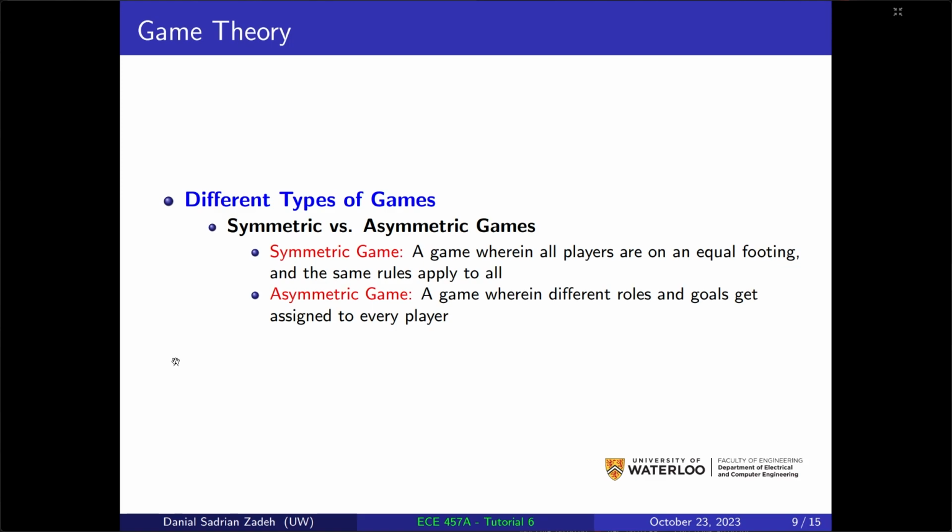Lastly, we have symmetric versus asymmetric games. A symmetric game is a game wherein all players are on equal footing, with equal position or status, and the same rules apply to all. But an asymmetric game is a game wherein different rules and goals get assigned to every player.